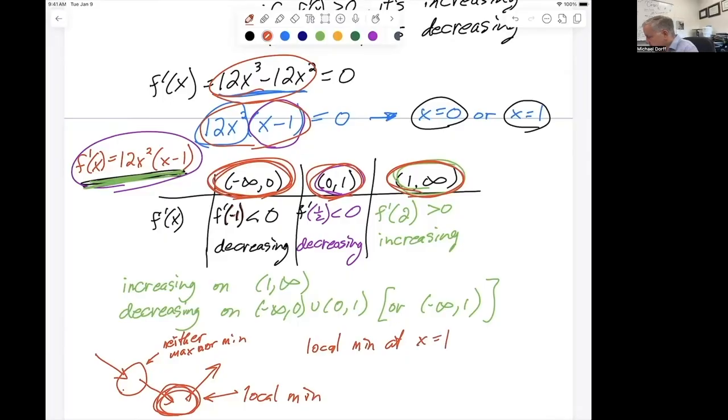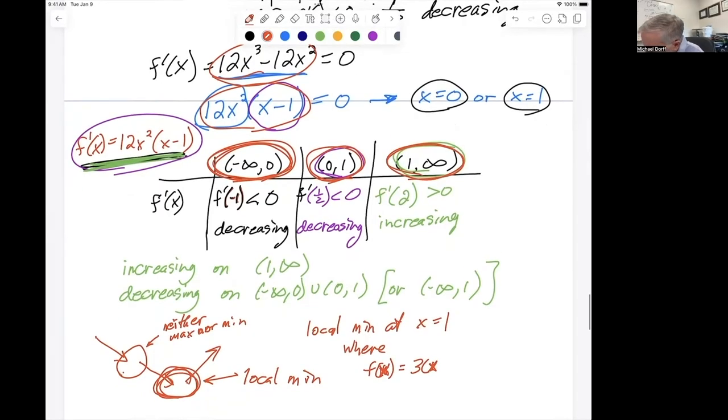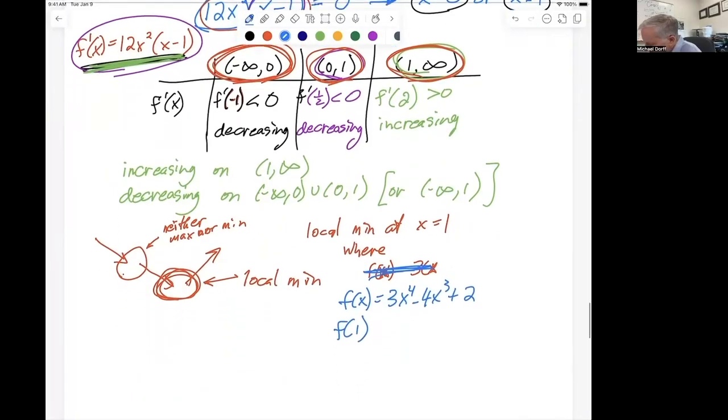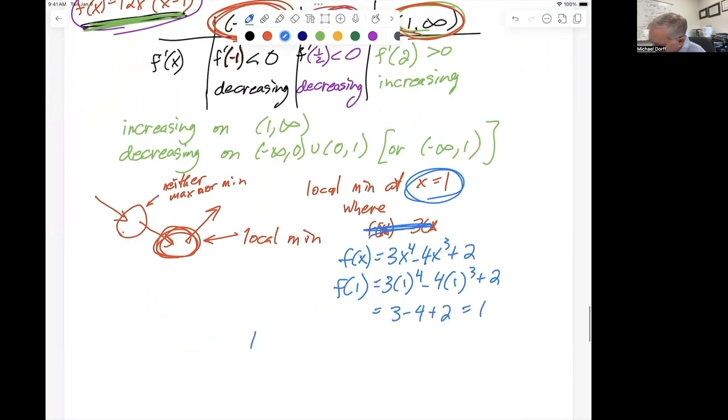And if you wanted to find the y value, you'd go back to the original function and you would say, f of 1. Okay, let me do that over. My function was f of x equals 3x to the fourth minus 4x cubed plus 2. So I want to find out what the value of the function is at 1 because that was my local min. And so now I put 1 in there for x and I get 3 minus 4 plus 2 and that equals 1. So local min at x equals 1, y equals 1.